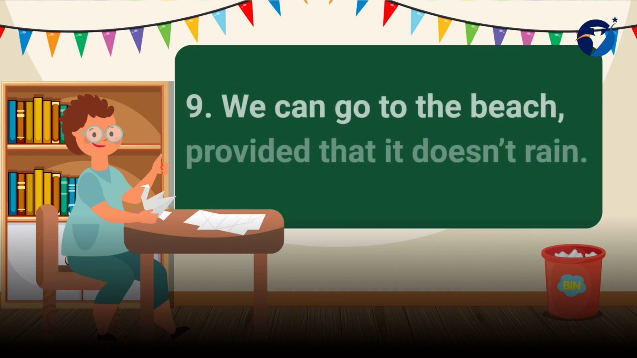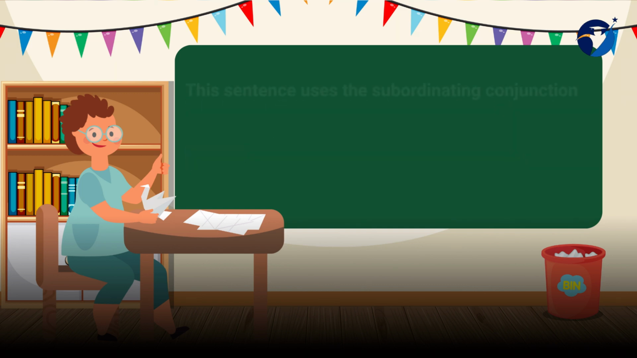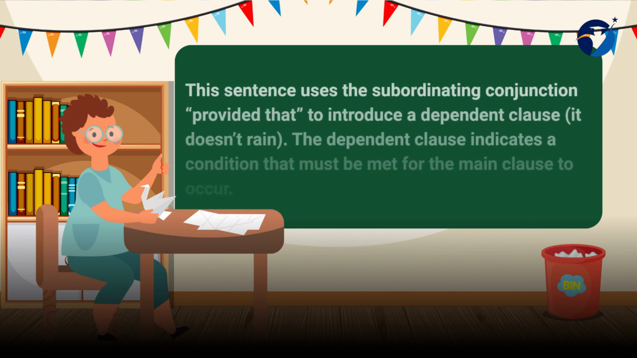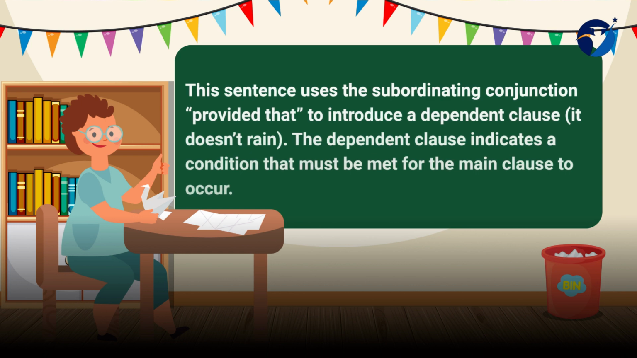9. We can go to the beach, provided that it doesn't rain. This sentence uses the subordinating conjunction, provided that, to introduce a dependent clause, it doesn't rain. The dependent clause indicates a condition that must be met for the main clause to occur.